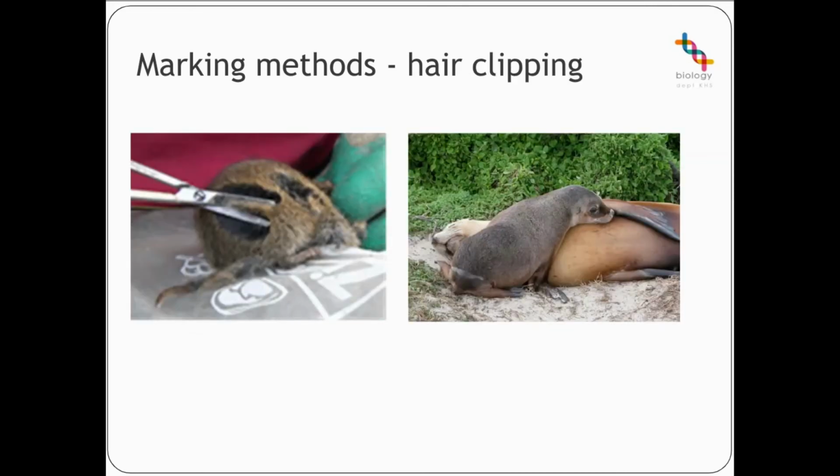Lastly, we have hair clipping methods, and this is where a clearly identifiable section of hair is removed from an organism, and that can be used as our method of identification. Obviously, we need to take care to consider the size of the clipping, any distress caused to the animal, and if those animals indeed use hair or fur in any kind of social signals or in any kind of mating rituals.